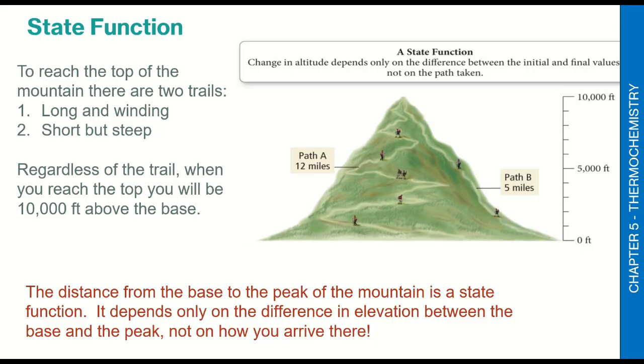To understand better what a state function is, let's look at this mountain over here. We have two trails to reach the top: the long and winding one, or the short but steep one. Regardless of the trail, when you reach the top, it will be 10,000 feet above the base. So for this state function, the change in altitude depends only on the difference between the initial and final values, not on the path taken.